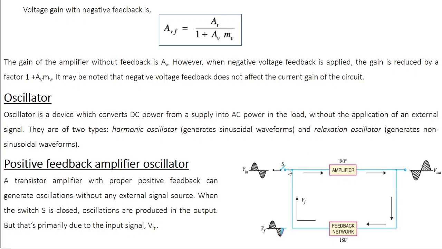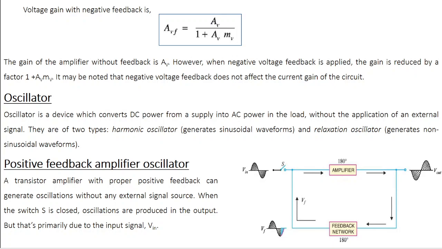Now there is a switch S at the input side. So when the switch is closed, the input signal is applied to this network. When the switch is open, the input signal is removed from the network. Let's first close the switch. So this is like the normal positive feedback amplifier.